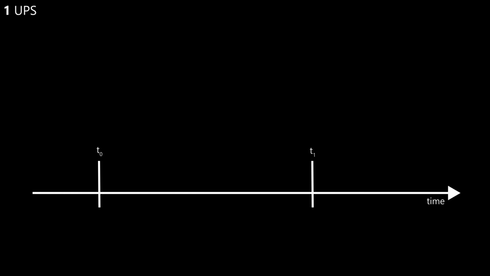As before, we'll keep track of the time elapsed between two frames. In this case, as you can see on the graphic, T0 will be the time point of the first frame, and T1 will be the time point of the second frame.